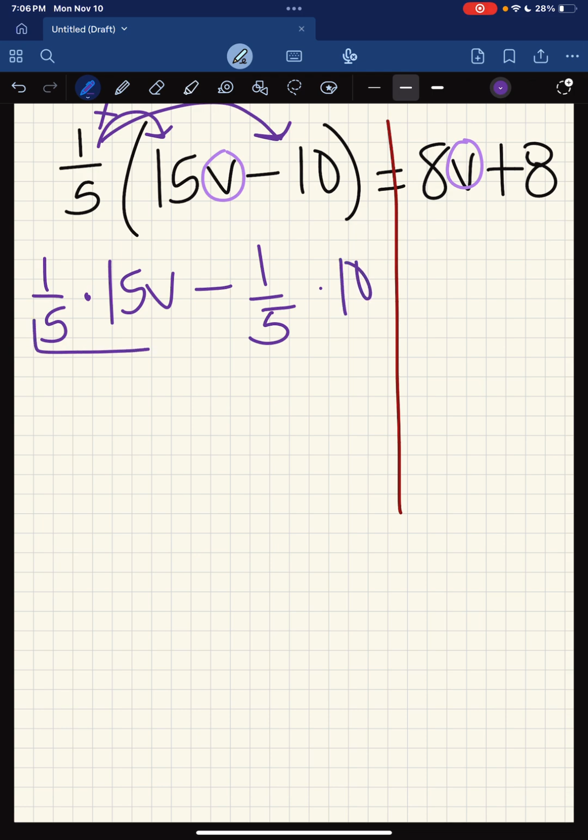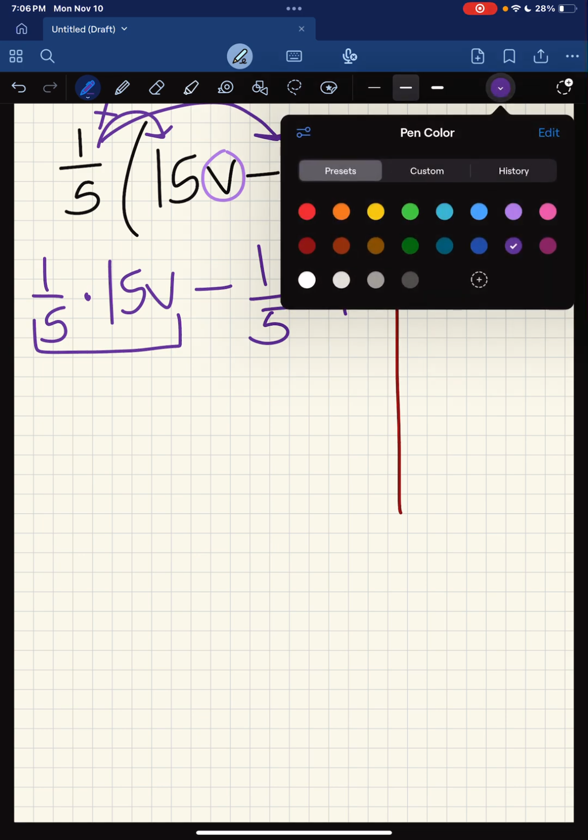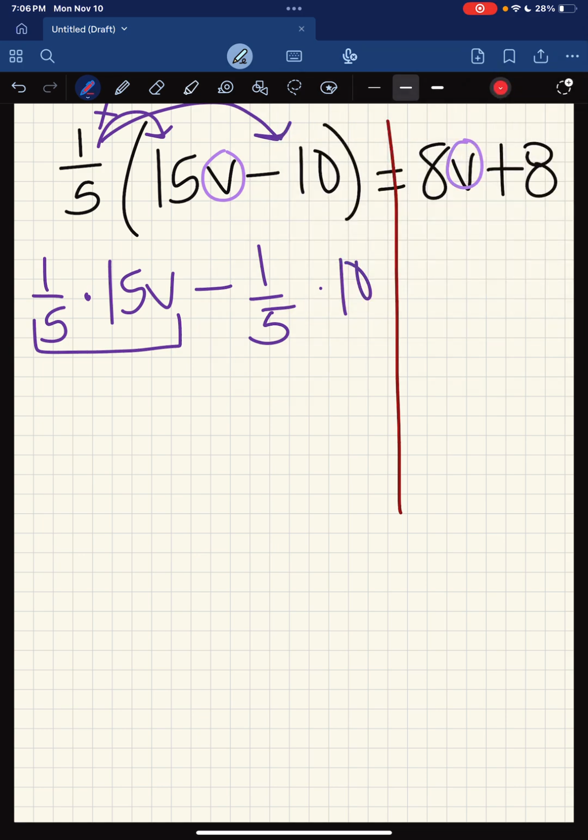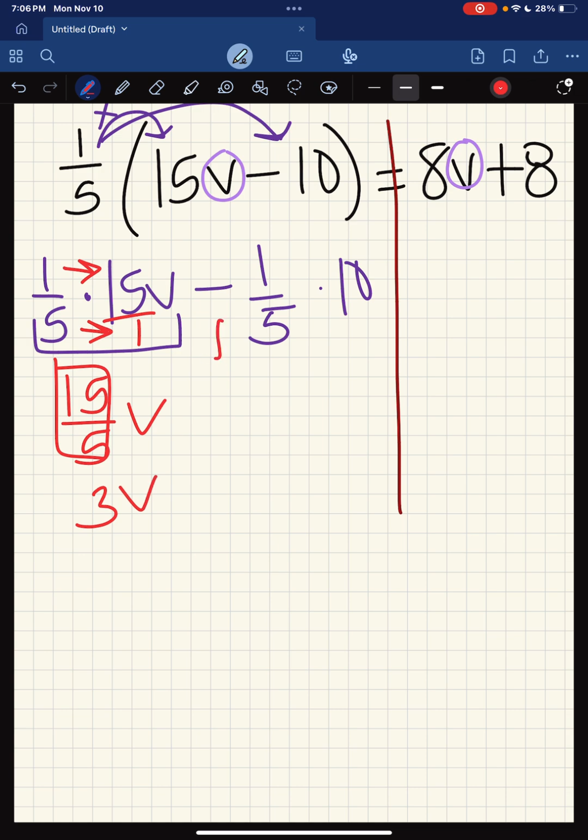Okay, so we'll start with the 1/5 times 15v. If you're ever multiplying with a fraction, what I tell my students is you're technically doing the two top numbers, so the numerator times the numerator, and the denominator times the denominator. 1 times 15 would be 15, and then 1 times 5 is 5. So if you look on your problem, they ended up with 3v, and that's because 15 divided by 5 is 3. So that's how they got the 3v. Then we can bring down our subtraction, and then they did 1/5 times 10, which is the same thing as saying what is 1/5 of 10.